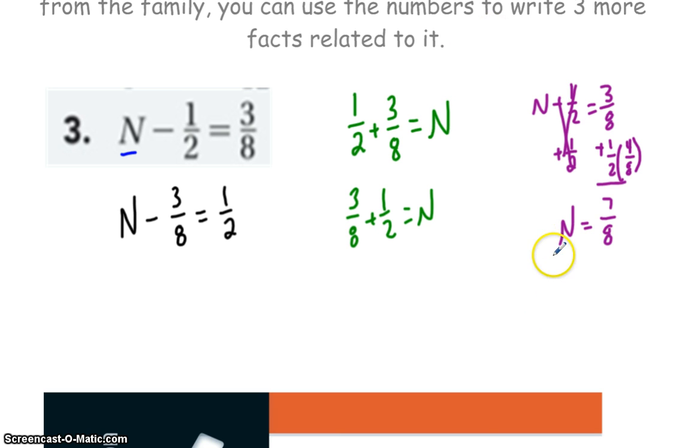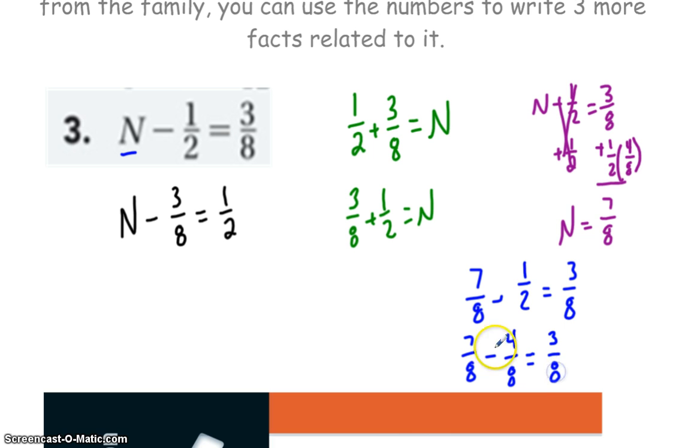When I replace n with 7/8, 7/8 minus a half, my answer should be 3/8. So I'm going to rewrite these using common denominators to demonstrate this. 7/8, my common denominator here would be 4/8, would equal 3/8. All right, so this is one way of solving it.